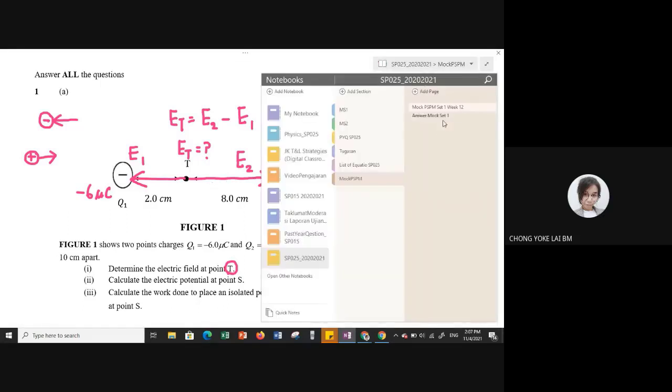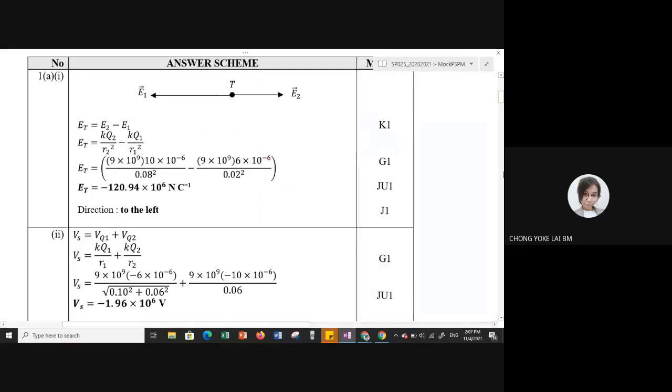So this is the calculation. At point T, E2 points to the right and E1 points to the left, so E at point T equals E2 minus E1. How do we find E? kQ over r squared. So E2 is kQ2 over the distance from charge 2 squared, minus E1, which is kQ1 over r1 squared. Then substitute the value of k, 9 times 10 to the power of 9, and Q2 is 10 to the power of negative 6, over the distance.